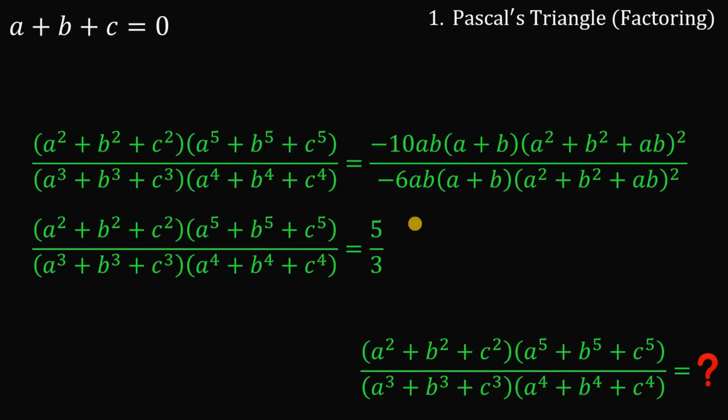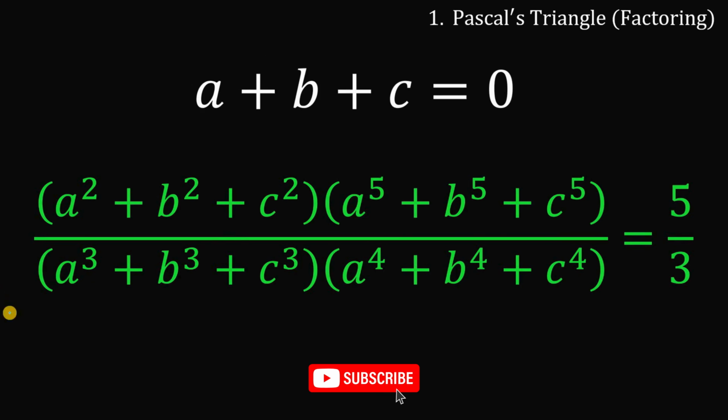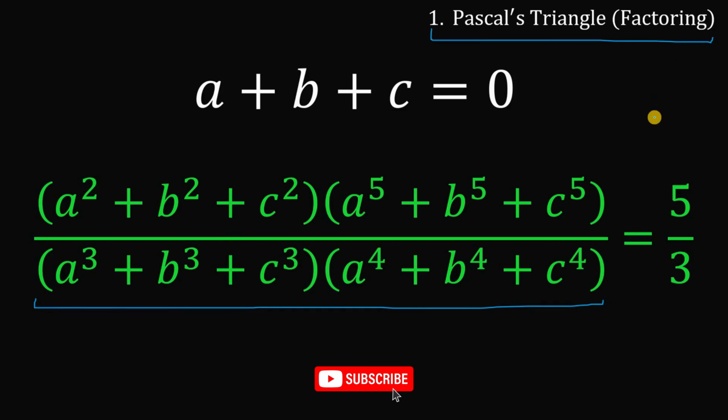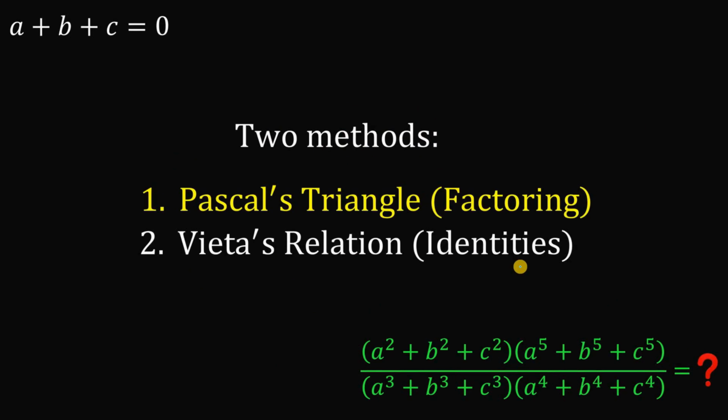Therefore, given that a plus b plus c equals 0, then the numerical value of this entire expression simply equals 5 over 3. So that was using Pascal's triangle. Now, let's begin with our second solution. This is quite simple and easy as long as we know the identities.